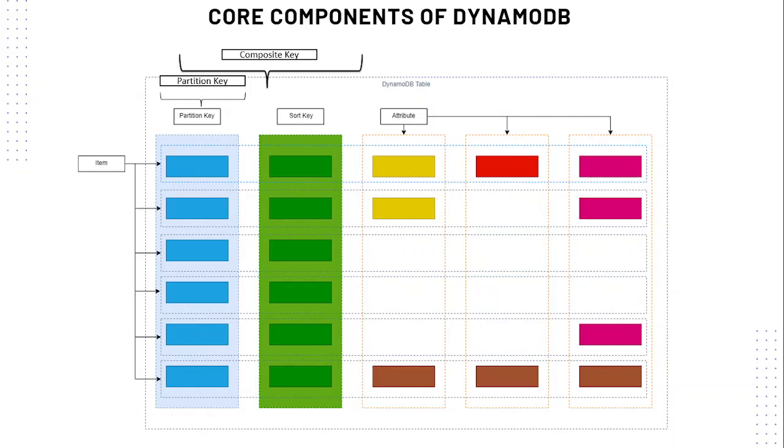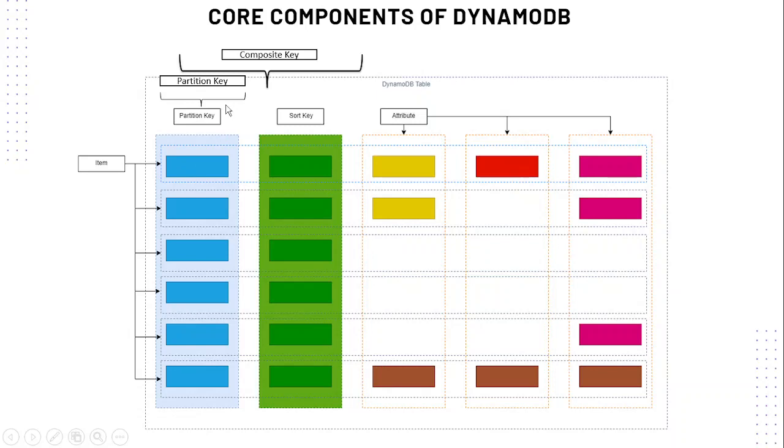Now let's talk about our primary key. Whenever we create a table, we must specify a primary key for the table, which uniquely identifies each item in the table. And there could be two types of primary key: partition key and a composite key. If we look at this table on screen, there is no data, but basically the primary key is something which can uniquely identify each record.